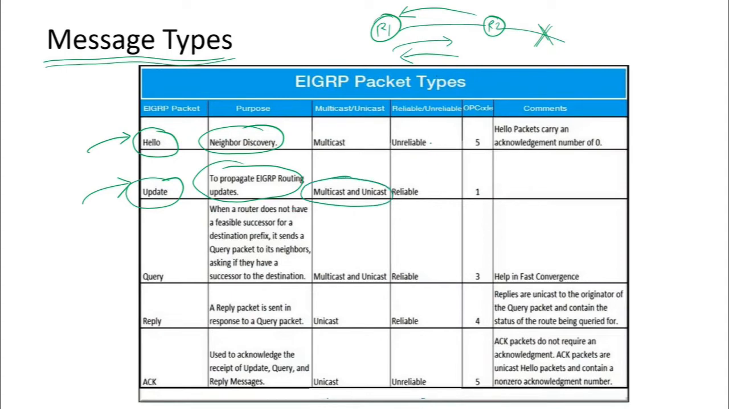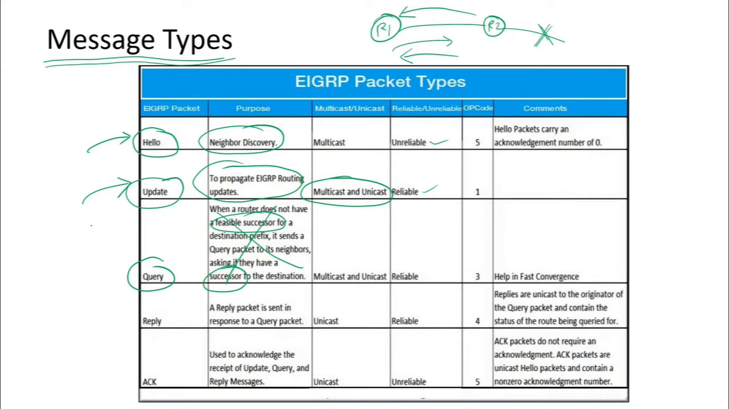Okay, and reliable, unreliable, just forget it. If you want to memorize it, you can, but they are not of much concern as of now. Another message type is the query message. Just forget about the language written here, it might be confusing. You will understand after this session, but at this stage you might be confused about what a feasible successor or successor is. So just hold on for a second, because I'm going to tell you later in this session.